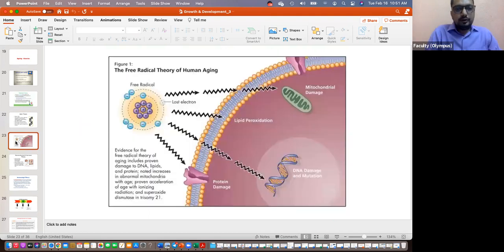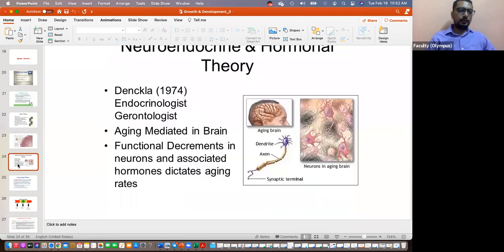Errors accumulate with age, thereby affecting the functional aspects of the various cells and components of the body. Another biological theory we talked about is free radicals generated during processes like oxidation, which damage many different cellular components, thereby resulting in aging. Another one is the neuroendocrine theory, where effects on the brain, central nervous system, and associated things result in the aging process. So these are the brief ideas about the biological theories of aging. We talked about genetic theories and the non-genetic wear and tear theory.